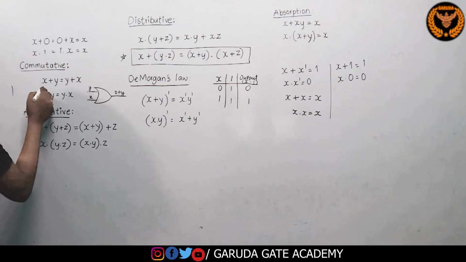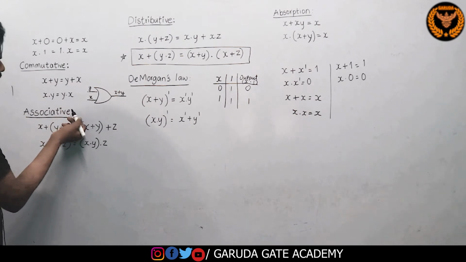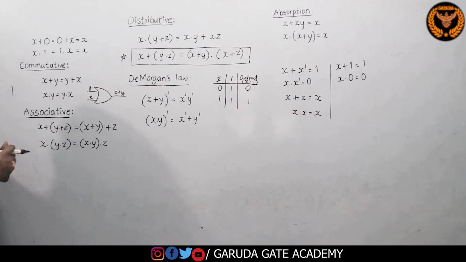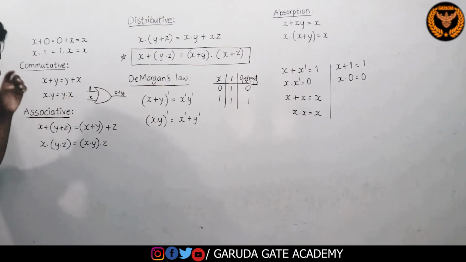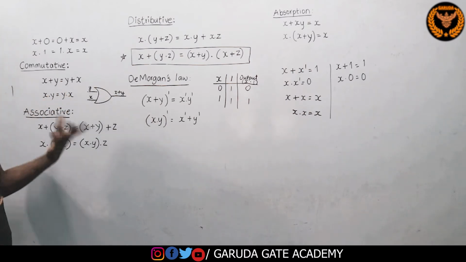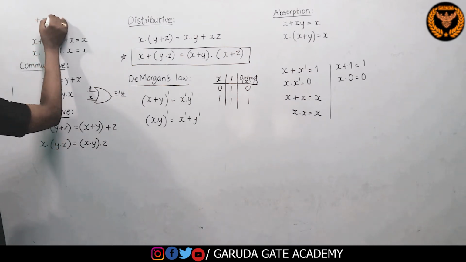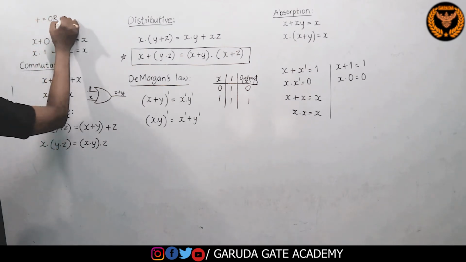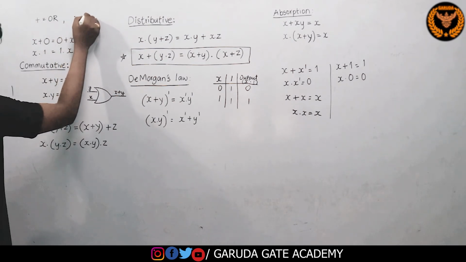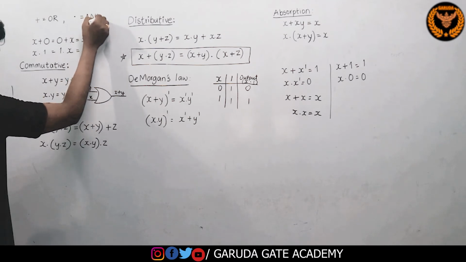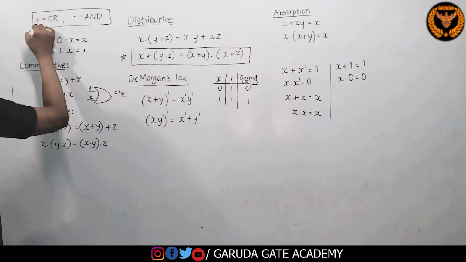Okay, so x plus y is equal to y plus x, and x and y is equal to y and x. Here we always talk about OR gates and AND gates. Whenever there is plus, that is equal to OR. Whenever there is dot, that is equal to AND.